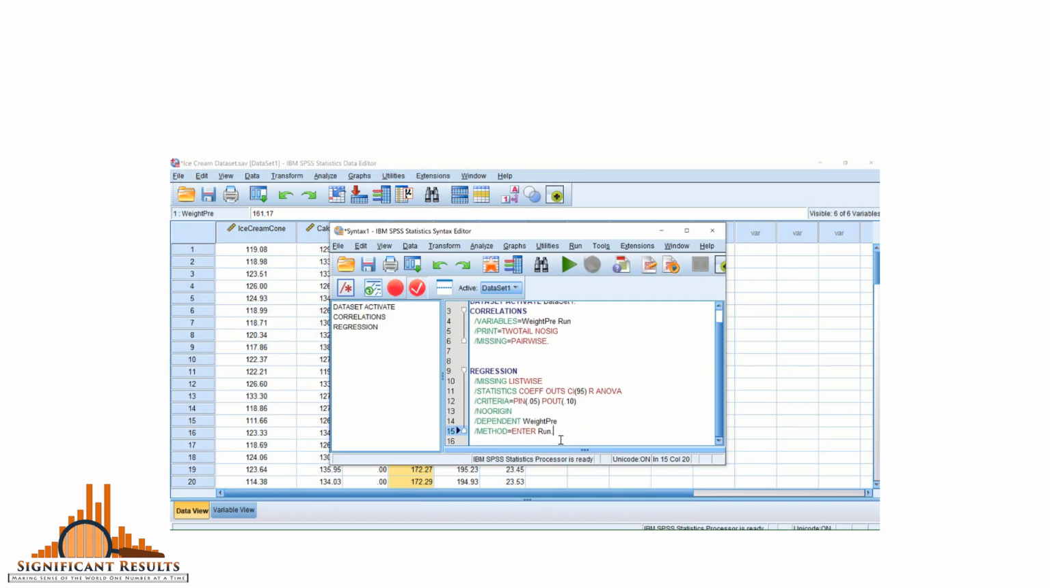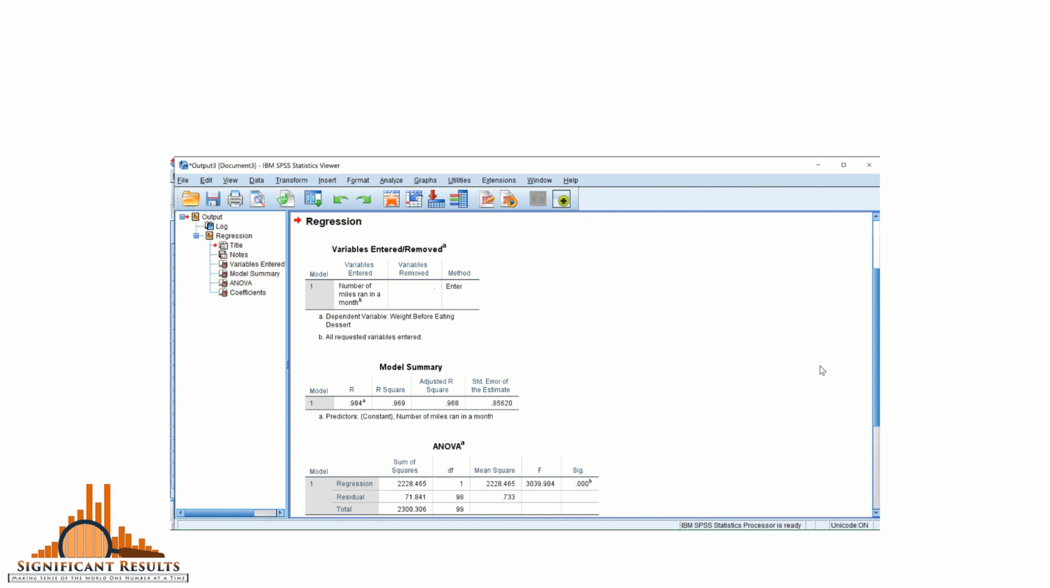The syntax is the best way to keep track of which analyses you run, because sometimes you run so many analyses you forget which ones you've run. So if you have a syntax, you can keep track of what you've run, and you could also share these syntax with a research partner or anyone collaborating on a project with you. Just highlight the syntax, push the green run button, and you have your output.